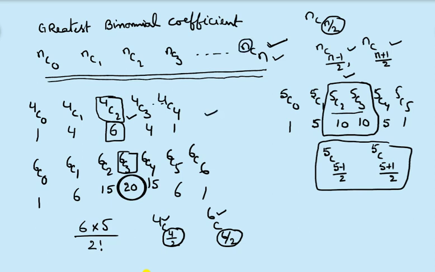Whether n is even or n is odd, the middle term coefficient is the greatest. These are the middle terms, because when n is odd, there are two middle terms. Middle terms' coefficients are the greatest among all binomial coefficients.